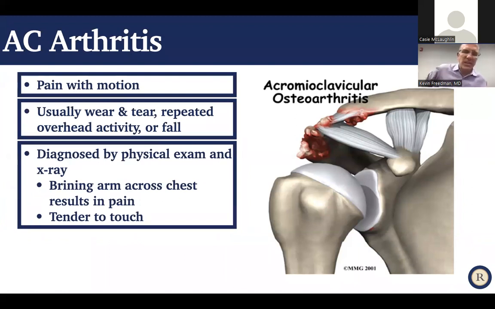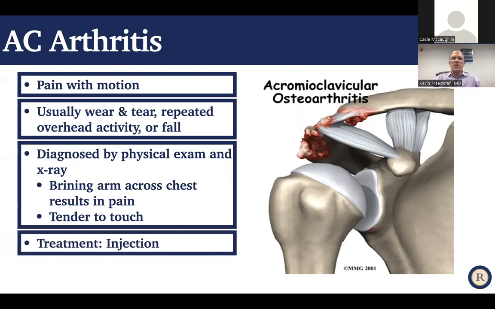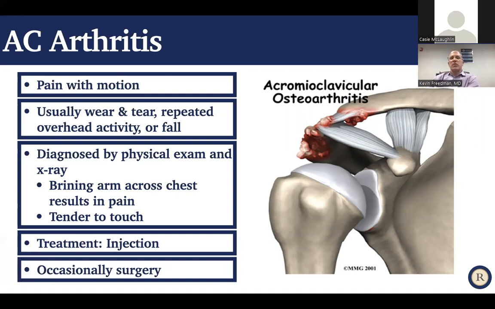We can diagnose this by physical examination. When you bring somebody's arm across the chest, it results in pain, or it can be tender to touch. An X-ray helps us in this case. Treatment is typically an injection or physical therapy. It's really rare for this to require surgery, but sometimes we do surgery to remove the end of the clavicle bone so it doesn't pinch in there and cause pain.